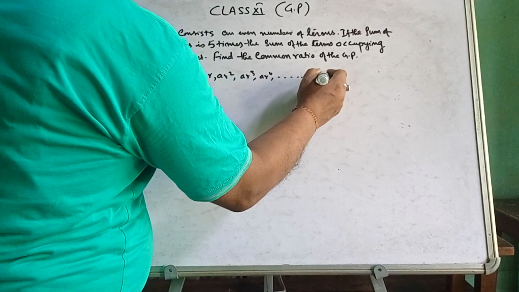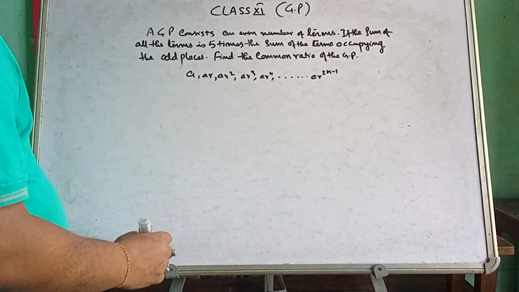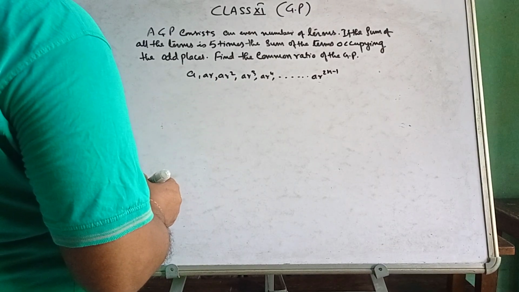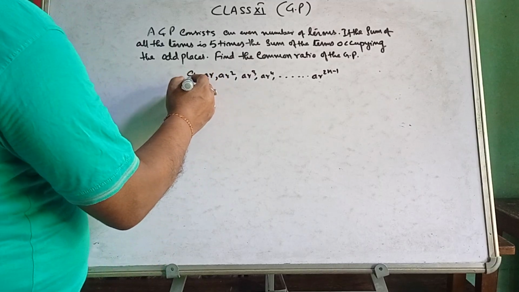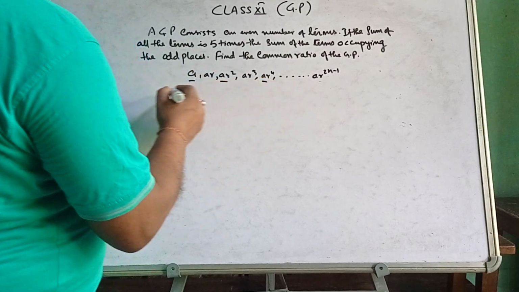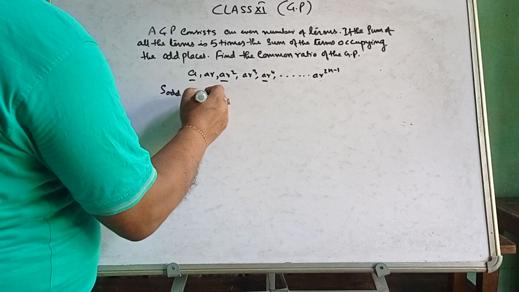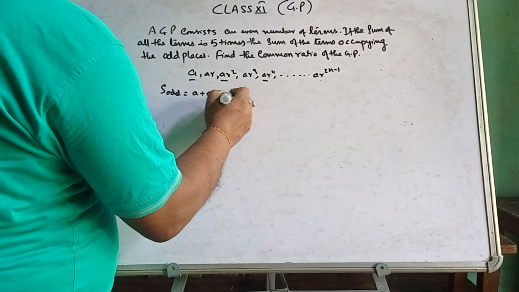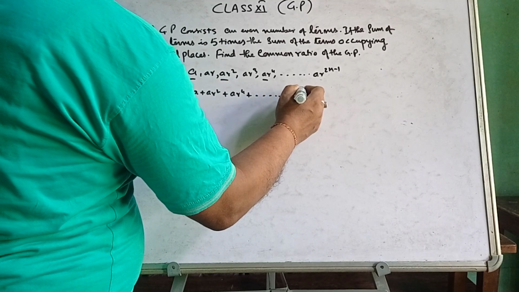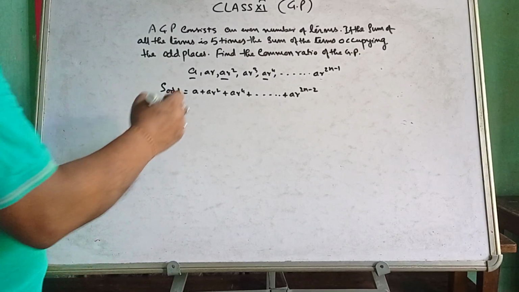That means up to ar to the power of 2n minus 1. So here your odd places. These are the odd places: 1, 2, 3, 4, 5. These are the odd places. So S odd will be a plus ar square plus ar4 plus up to ar to the power of 2n minus 2. This will be your odd places.